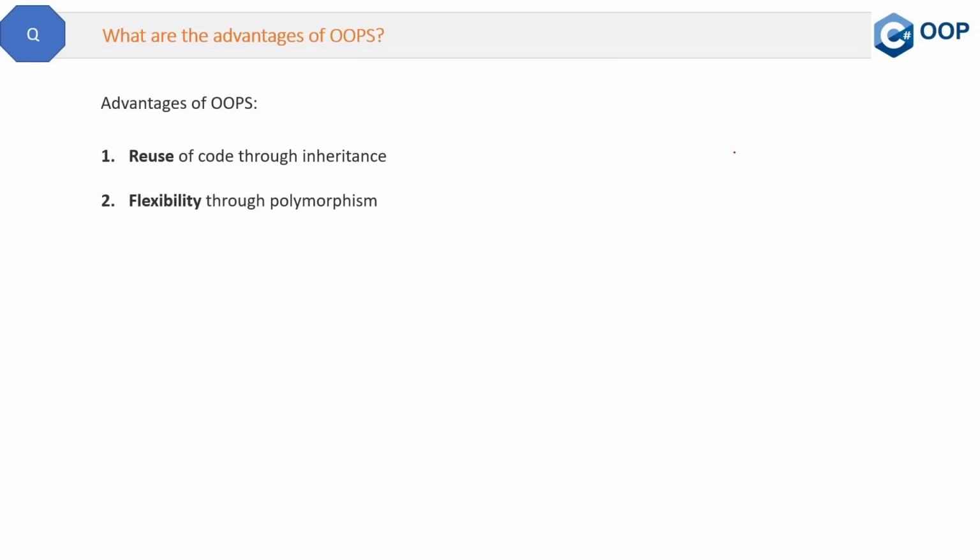Second advantage is flexibility through polymorphism. For example, same name methods can do different things. Third advantage is the principle of data hiding or encapsulation helps the programmer to build a secure program. So in that way, your fields and data are not accessible directly, which is good for security.